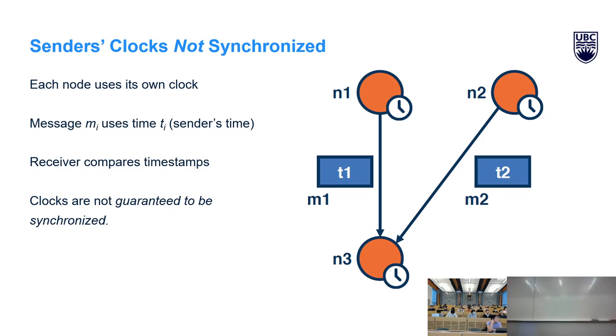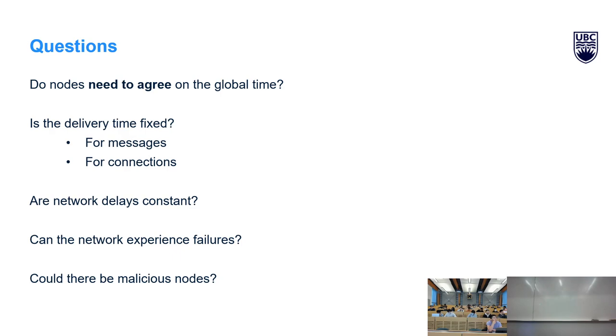So here's the questions that we need to be thinking about. Do individual nodes in the system need to agree on a common time? How about if I flip that around and say, don't you think it would be best if they don't need to agree? Because that's a weaker constraint. So if we don't need that constraint, let's not impose it.